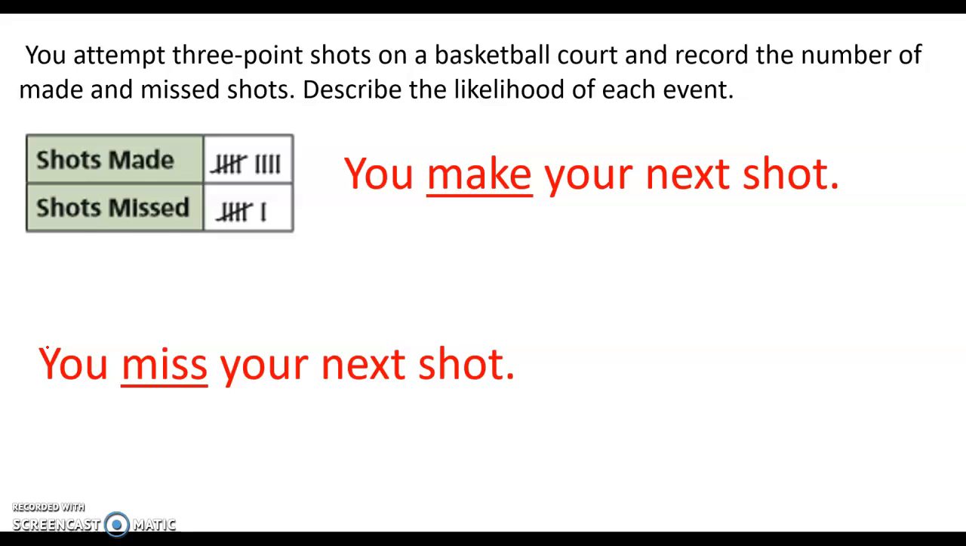All right, this one. You attempt 3-point shots at a basketball court, and you record the number of times you made and missed shots. We've made 9 shots, we missed 6 shots. So the relative frequency of how many shots you made would be 9 out of a total of 9 plus 6, which is 15. That simplifies, if you take out a 3, to 3 out of 5 shots, which is 60%. So is 60% closer to 50% or 75%? Since it's closer to 50%, you would say equally.